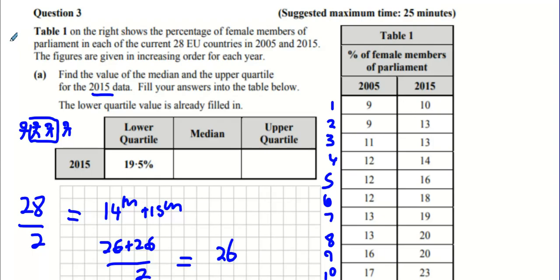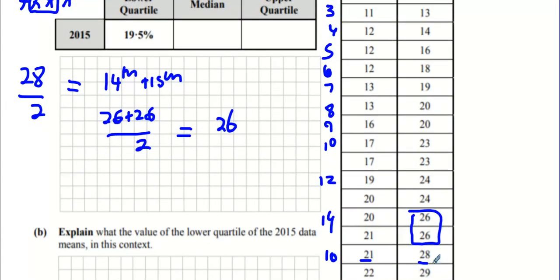Now, is it percentage? Oh, it's percentage, sorry. So for example, in country 14, 20% of the parliament were female, and then in 2015, 26% of the parliament were female. So these are actually percentages. So one more time, in country 6, 12% of the parliament were female in 2005. 18% of the parliament were female in 2015. So this is a percentage answer.